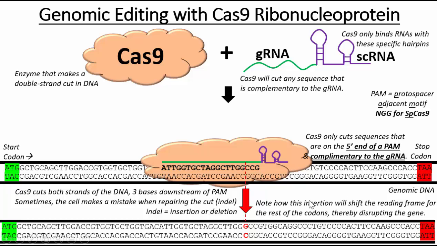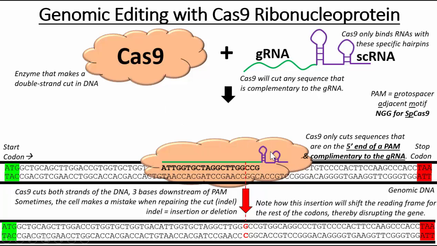So we're most likely going to get a peptide still from this gene, but it will be a peptide that will not fold properly or will lose its function. And the earlier in the gene that you make this type of mutation, the more pronounced effect it will have on the structure and function of that gene. So there you go. In a nutshell, that's how we make mutations in genes with Cas9.